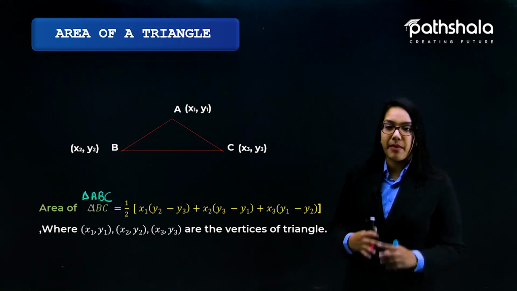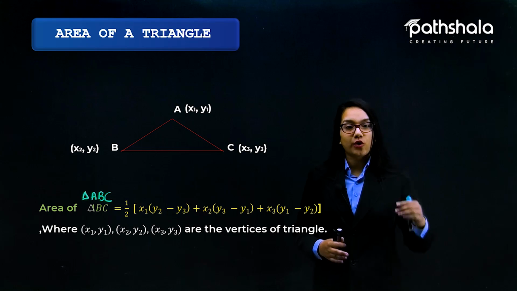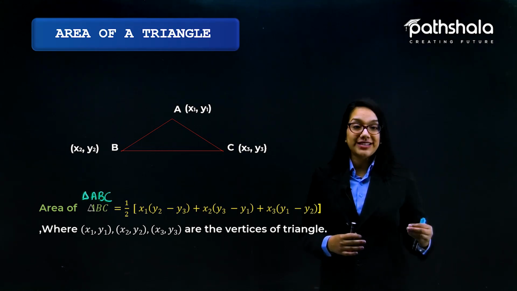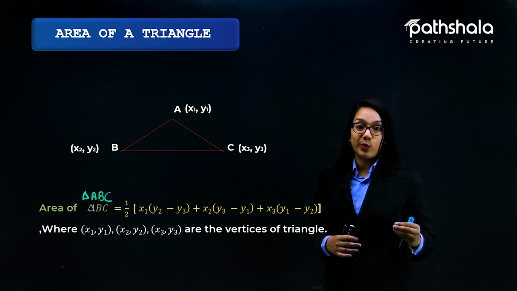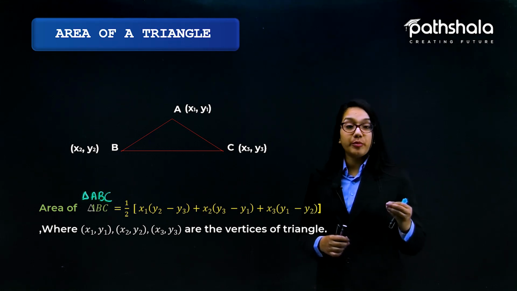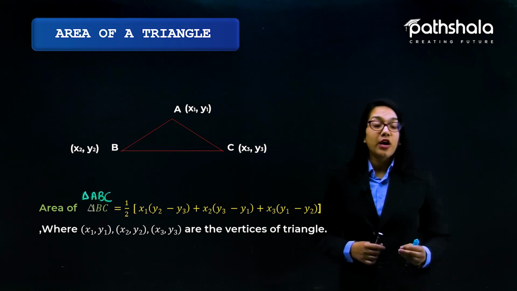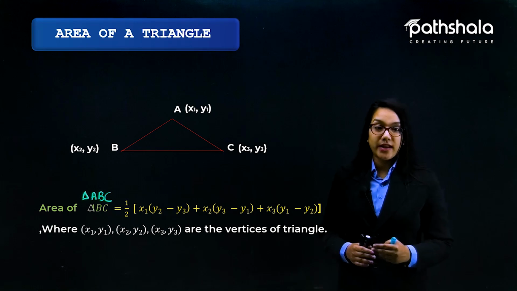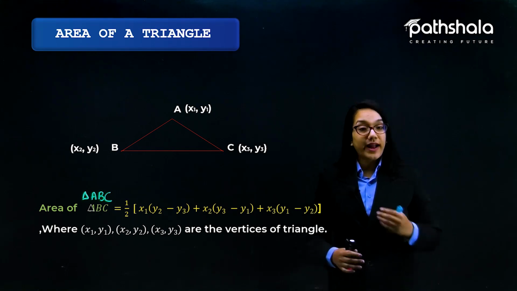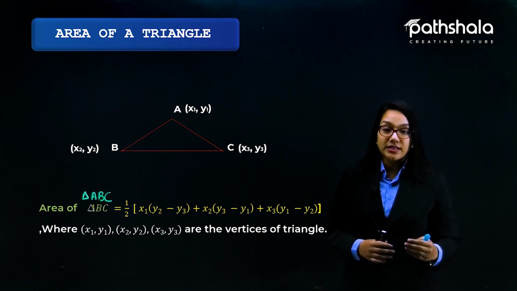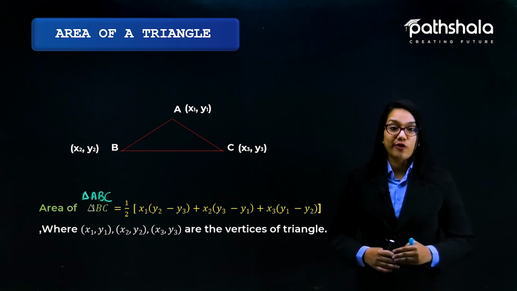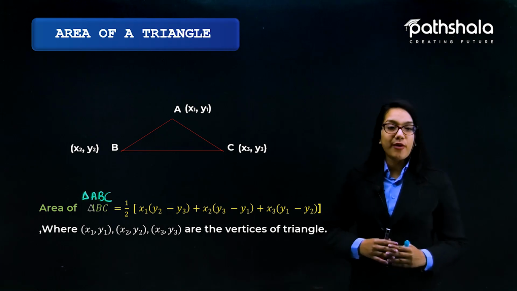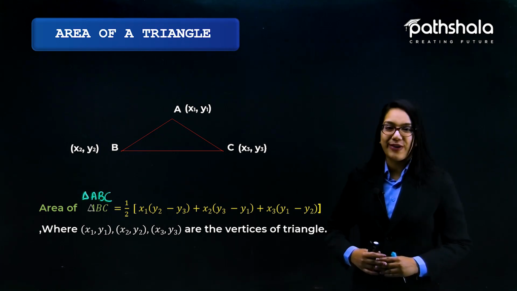So always remember that for any particular triangle whose coordinates of the vertices are given to us as (x1, y1), (x2, y2), (x3, y3), for that triangle we can find the area using the formula half of x1(y2 − y3) + x2(y3 − y1) + x3(y1 − y2). Now let's use this particular formula to solve some questions that are based on the area of the triangle.